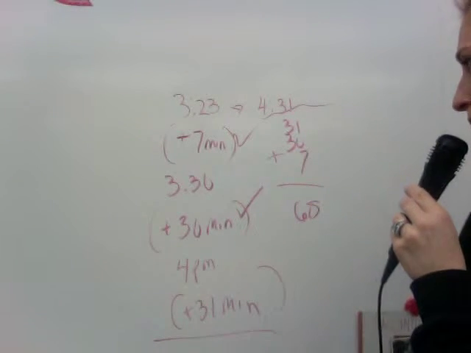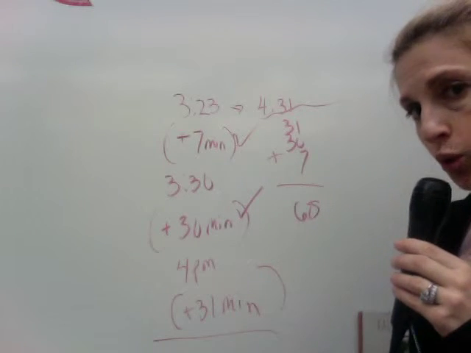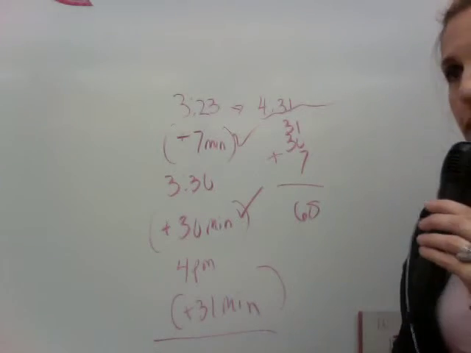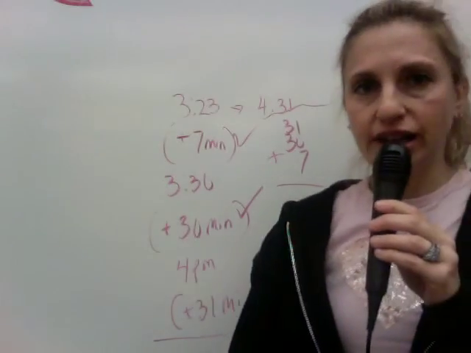What's the elapsed time? 68 minutes or an hour and 8 minutes. That's how you find the elapsed time.